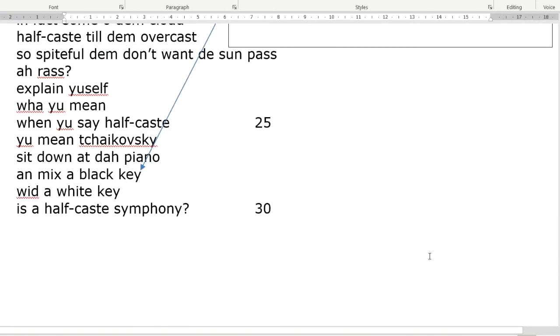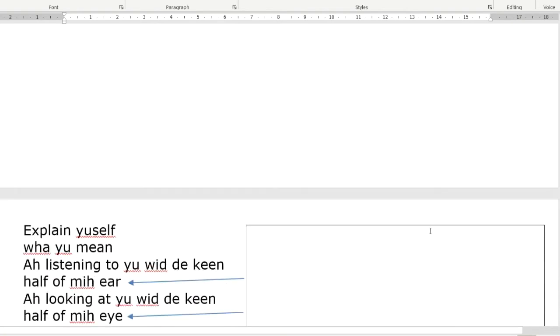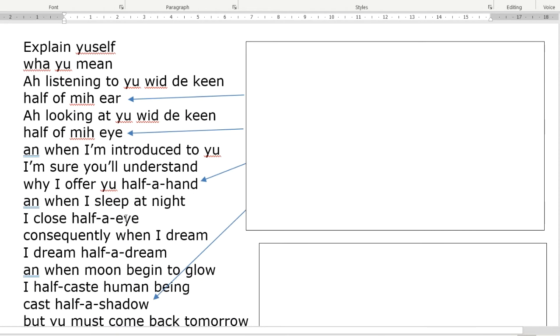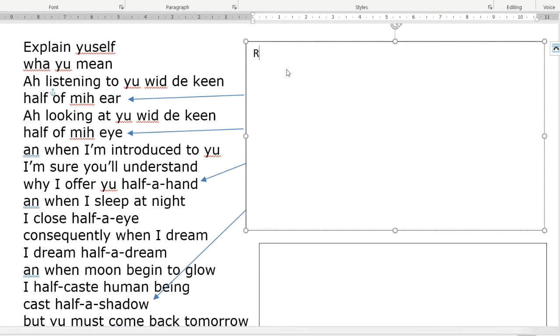What we're going to go on to next, you need to scroll down your poem just a bit more until you find the part where he really goes in with repeating the word half. Half of my ear, half of my eye, half a hand, half a dream, half a shadow, all of those halves. Because what's interesting about this use of repetition is that it's half in conjunction with body parts.